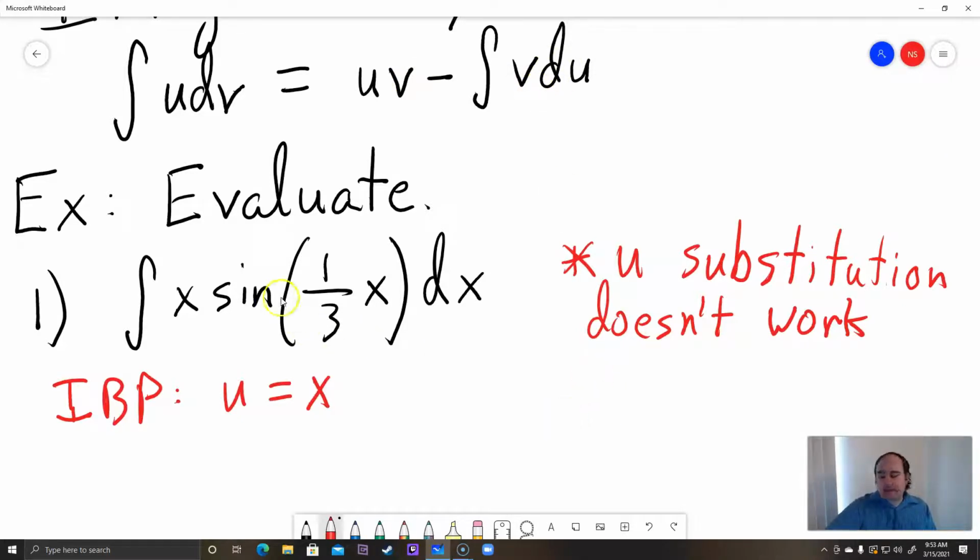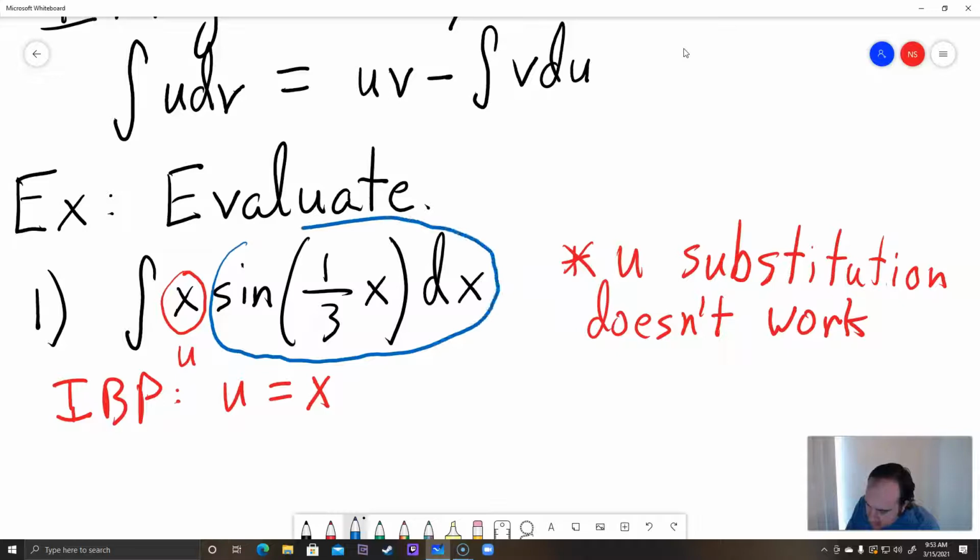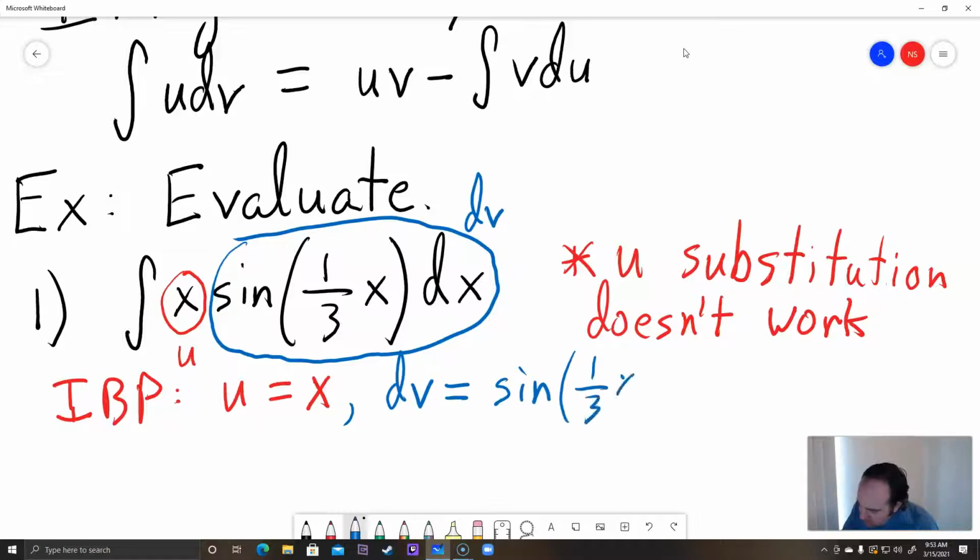And then for my dv, I want to choose the rest of it. So this x right here is my u, and my dv has to be everything else. So my dv in blue is going to be all of this. My dv is going to equal sine of 1/3 x, and you also do write the dx in there.